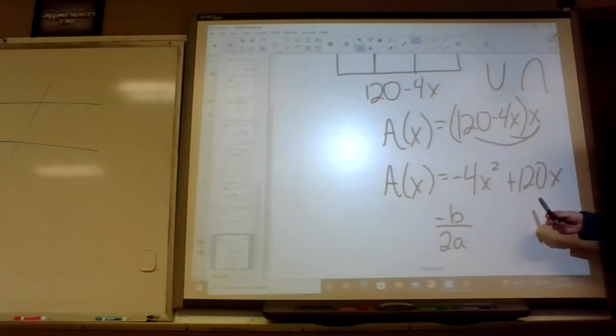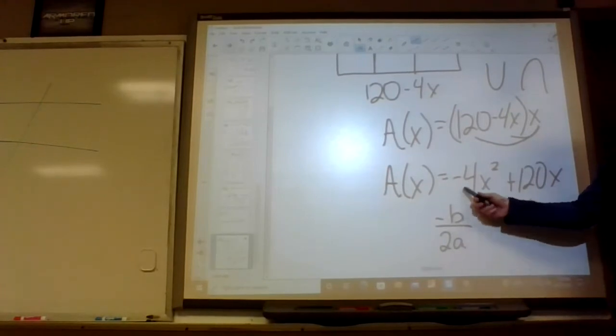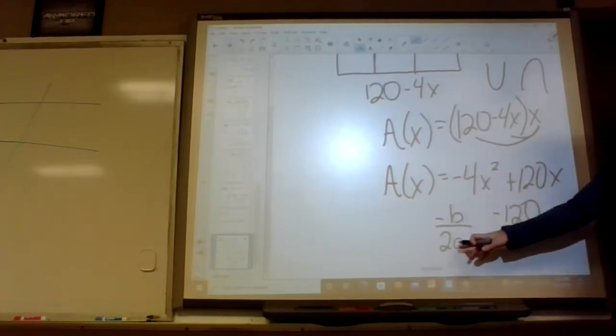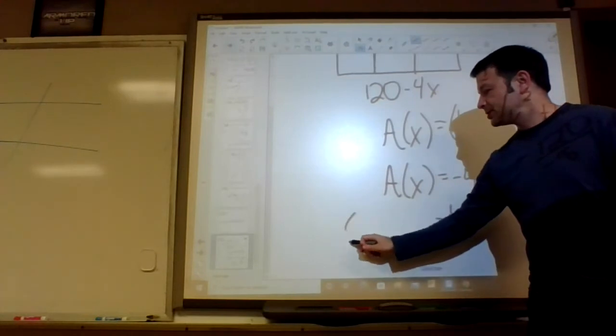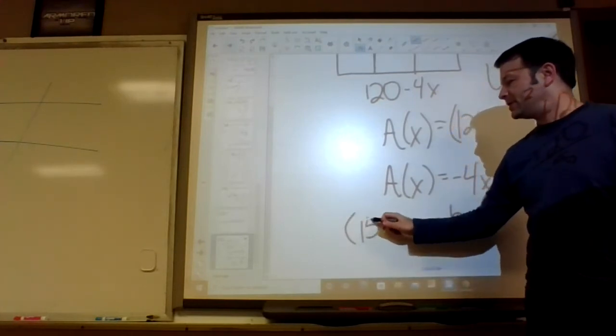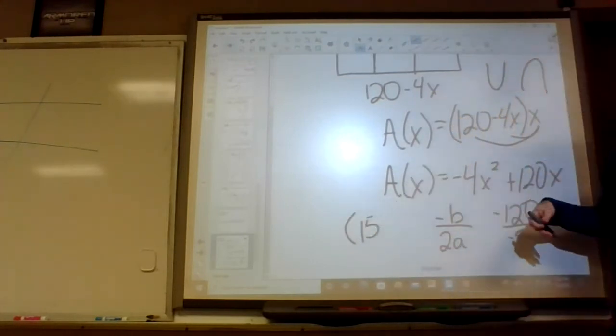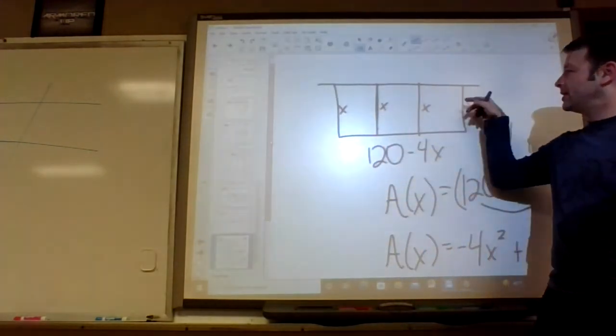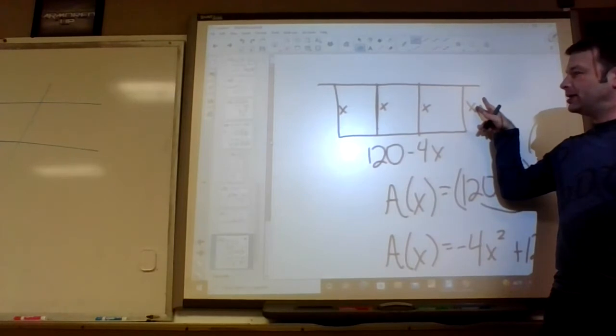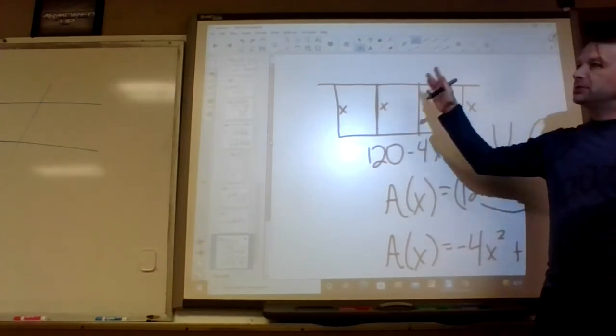Okay, negative b would be negative 120, and 2a would be 2 times negative 4, which is negative 8. So what's that reduced to? 15, I think. 15. Okay, so that means when x is 15, that's going to give us the x, which stands for the width of the pens, basically. That's going to give us the maximum area of all those pens.